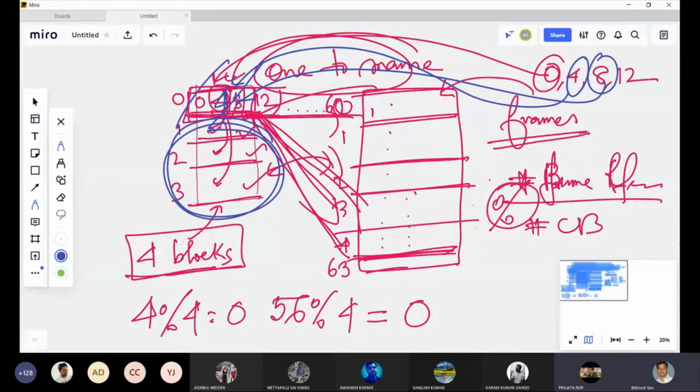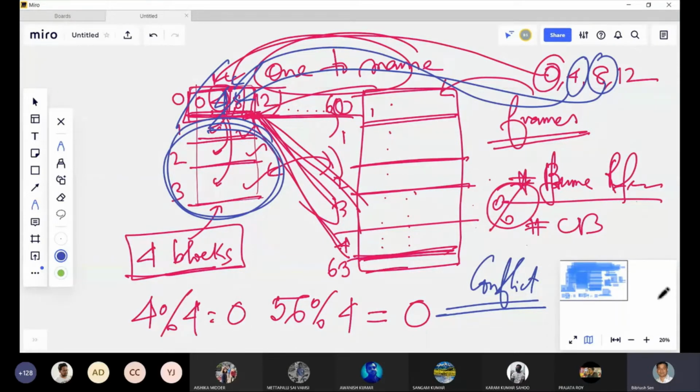What type of misses are happening here? Sir, the capacity misses are happening here, sir. No. So it's a, how can I say, conflict misses, sir. Yes, conflict. So conflict misses happen here.